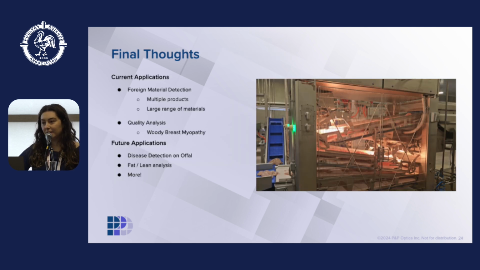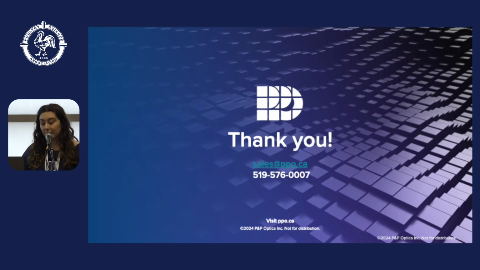So just some final thoughts. Hyperspectral imaging does have applications in the poultry industry. And not only the poultry industry, foreign material detection can be done on multiple different types of products, a large range of materials. You can do quality analysis such as woody breast myopathy, and there are future applications, just to name a couple. We're currently looking into disease detection on offal as well as fat lean analysis.